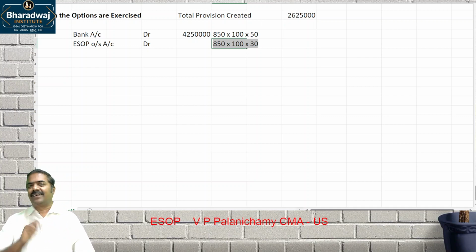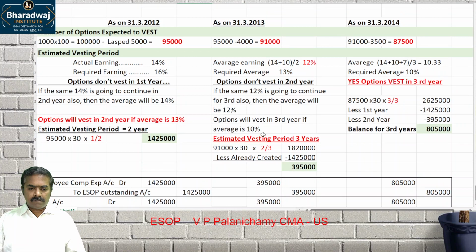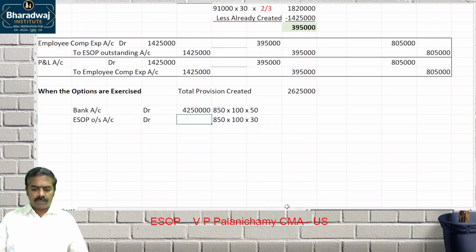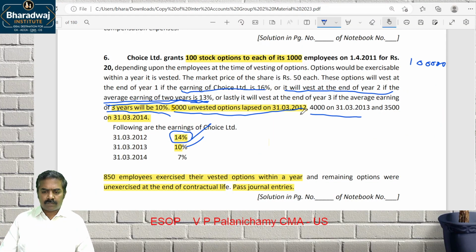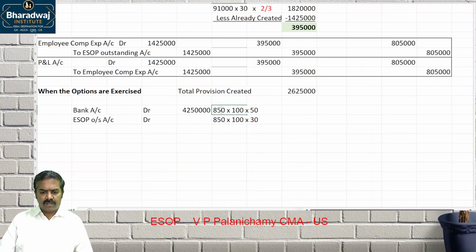30 is not the option price. 30 is the fair value of the option. I told you, fair value of the option. That is the difference between market price and exercise price. But they are paying 20, sir. The question says grant of 100 stock options to 2000 employees for rupees 20. Oh, okay, correct. Sorry. Put 20 there. This will be 20.